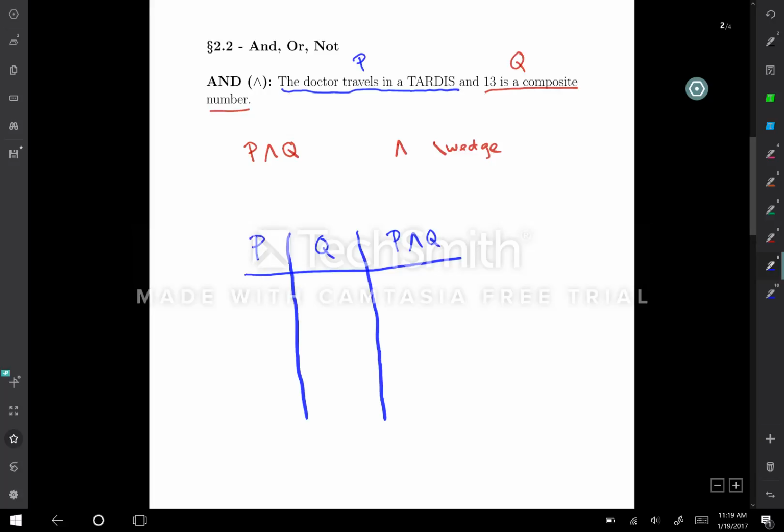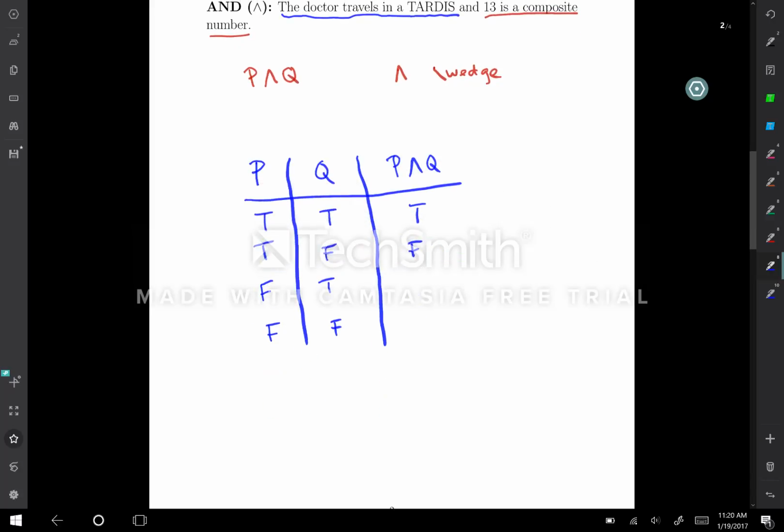Now, P could be true and Q could be true. P could be true and Q could be false. P could be false and Q could be true, or both statements could be false. In each case, we examine now that if P and Q are both true, then the overall statement is true. If P is true and Q is false, that makes our overall statement false. If P is false and Q is true, again, the overall statement is false. If both are false, also false.